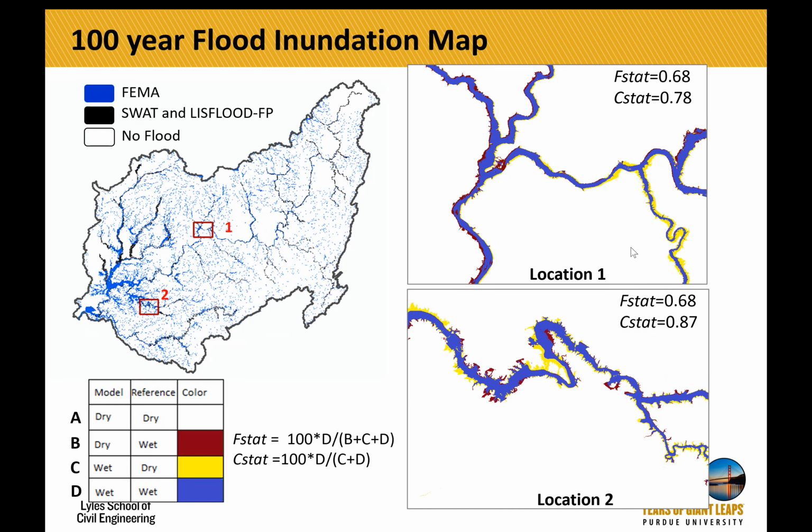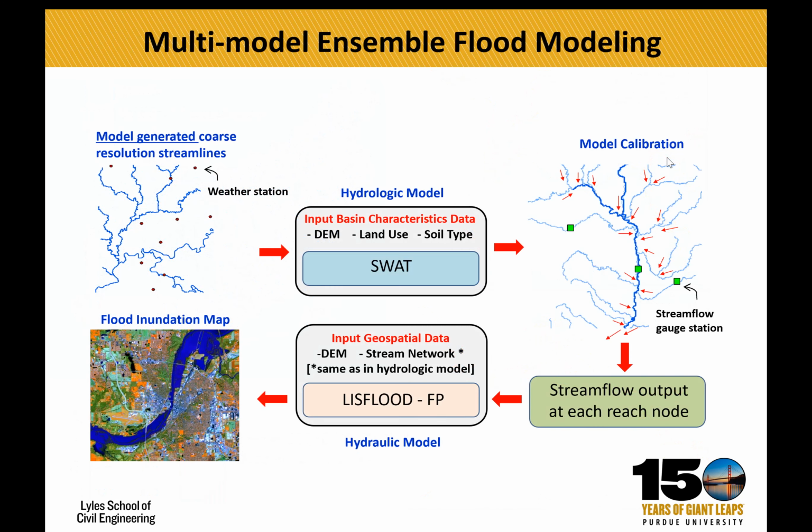So again, you can see that we are able to create flood inundation at 100,000 reaches within this basin, not just at 700 locations. And by looking at the F and C stat, so these are some of the indices that we use to compare inundation extent with observed data. The F and C stat of close to 0.7 and 0.8, that's very good when we think of the uncertainty associated with simulating this. So what we get from SWAT and LISFLOOD is just one realization.